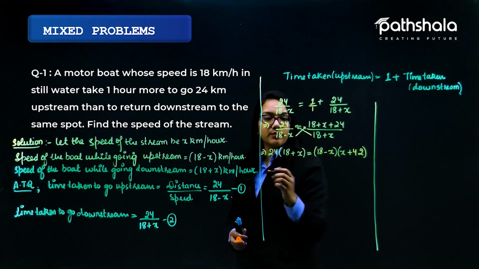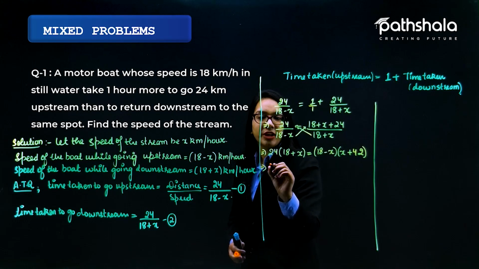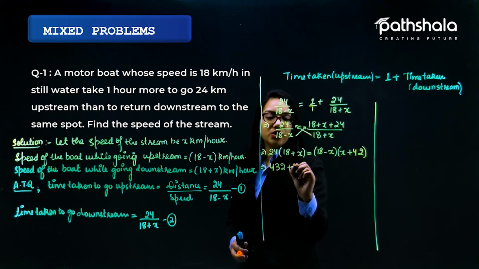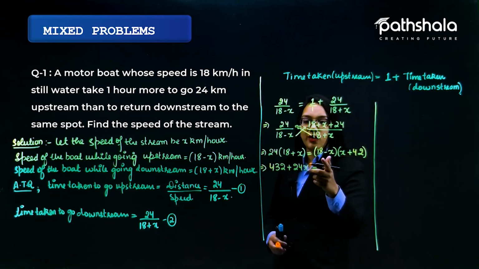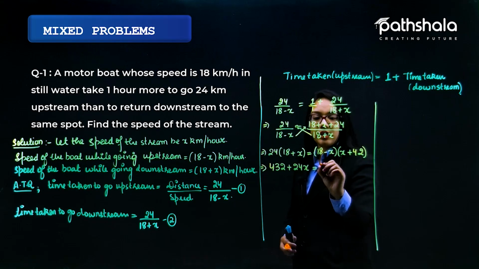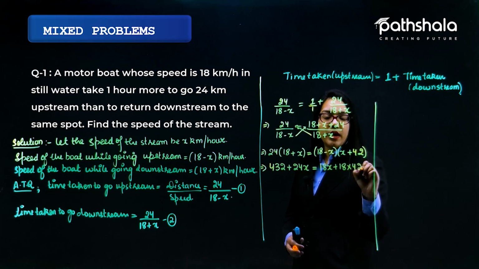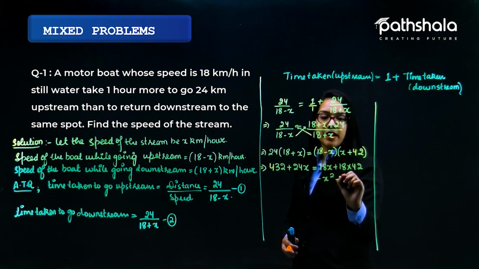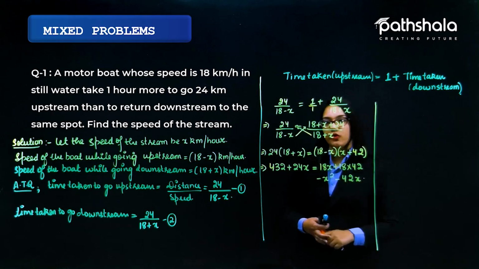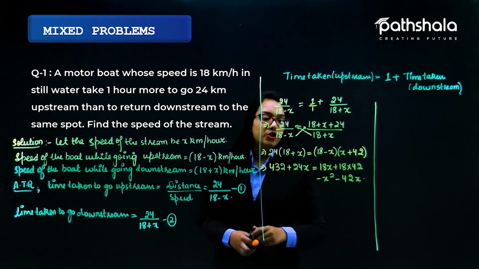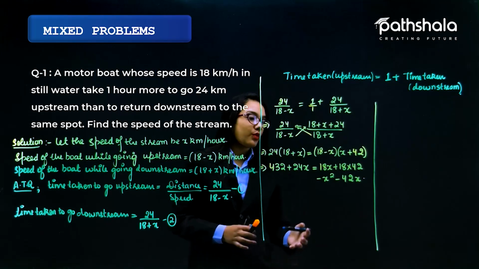So let's multiply the terms here. This would be 24 into 18, which is 432, plus 24x, which is equal to 18x plus 18 into 42 minus x square minus 42x. Now let's solve all these values: 432 plus 24x equals 18x plus 18 into 42 minus x square minus 42x.